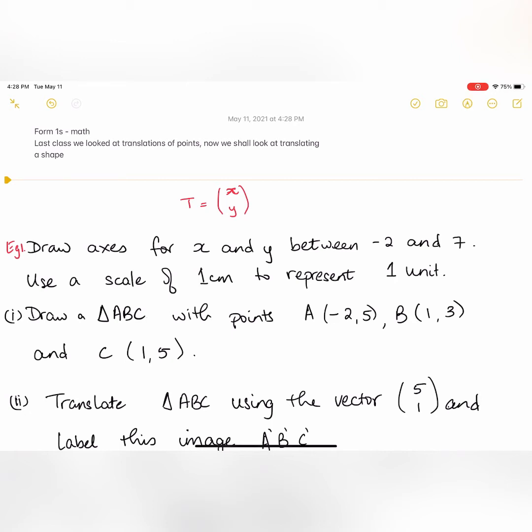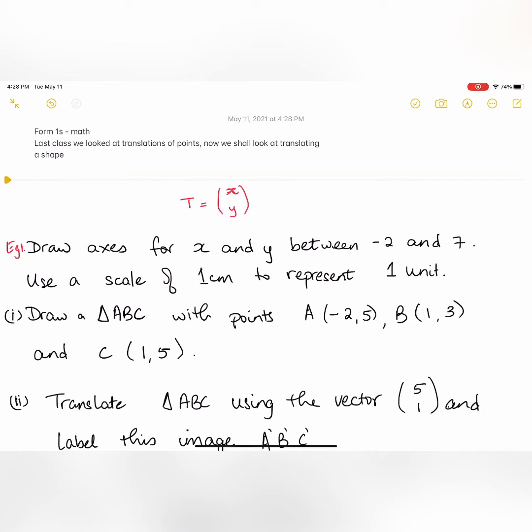X, if it's positive, means that we are moving to the right. Y, if it's positive, it means we are moving upwards. If X is negative, we are moving towards the left. And if Y is negative, we are moving down. So I'm going to explain with a diagram and an example. So it's going to be very, very simple.